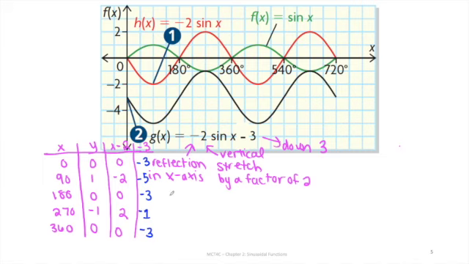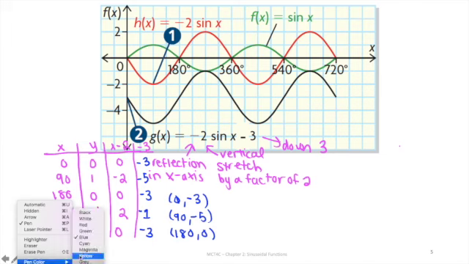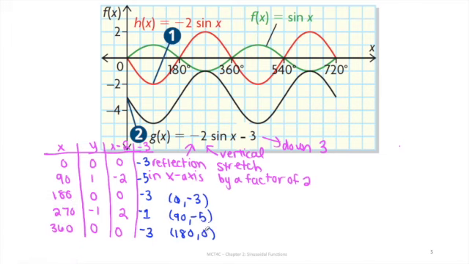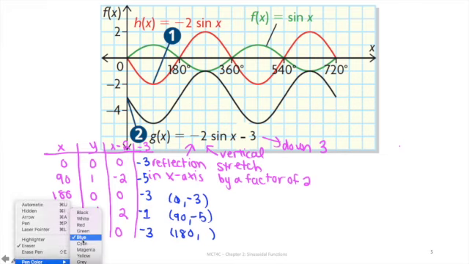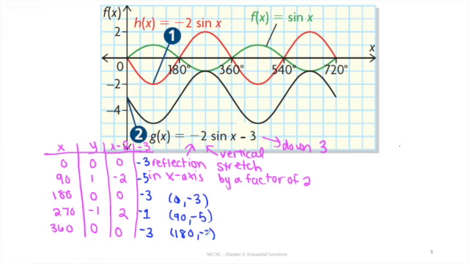Okay, so your new points here are going to be 0, negative 3, 90, negative 5, 180, 0. Nope, sorry, negative 3. And 360, negative 3.